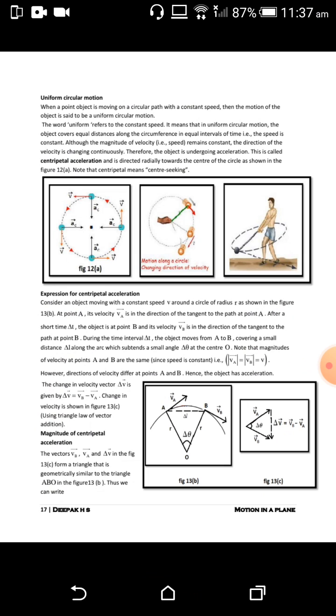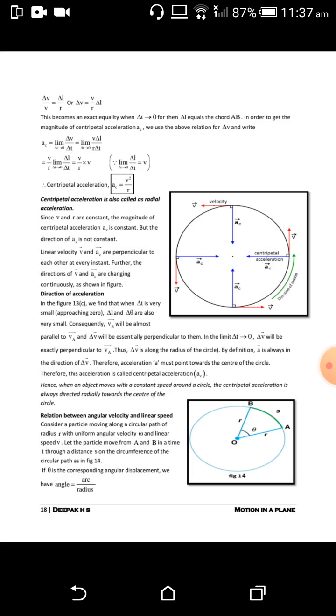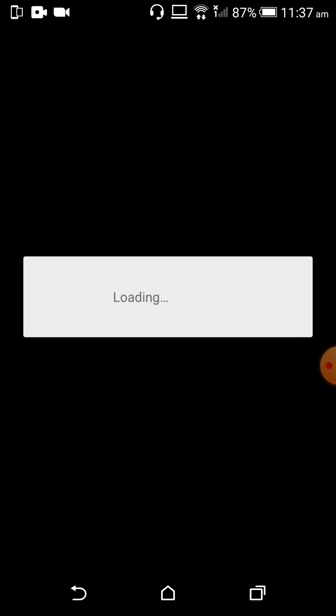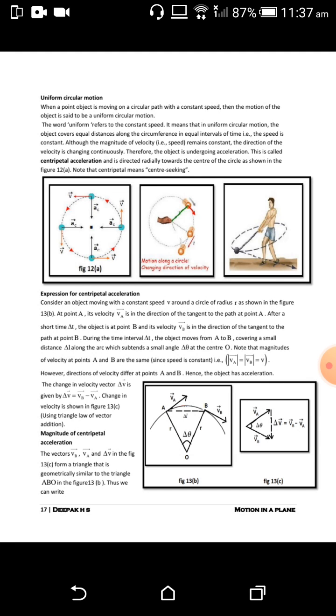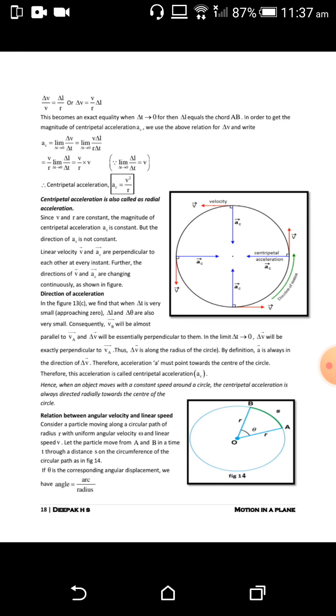Okay, students, fine. I'll just forward these notes of this expression for centripetal acceleration. Just go through once and read it by yourself. In the next class, we will start with the direction of acceleration. I want to make sure that you have understood this expression for centripetal acceleration. Once you have understood, we will go through the direction of acceleration.